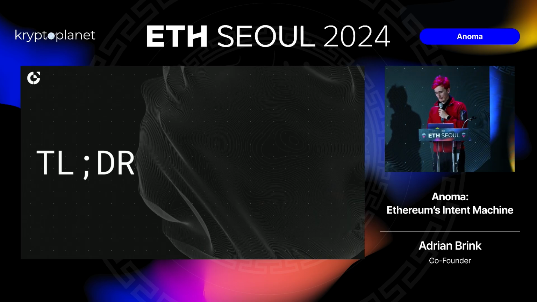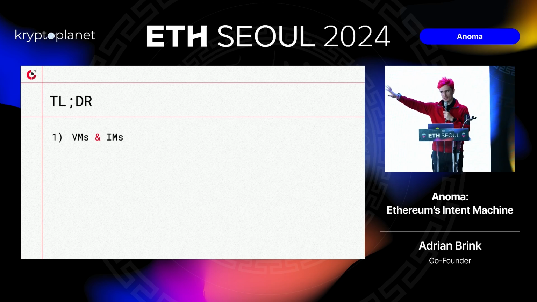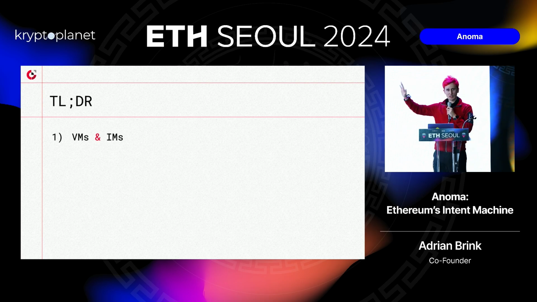All right. Okay, quick TLDR. VMs, virtual machines, and IMs, intent machines, are not an either-or, not versus. This is very important. One builds on top of the other. You cannot have an intent machine without an actual settlement virtual machine under the hood. This is very important to understand. This is just a new generation of architectures that we can build on top of the existing infrastructure. This is not there to replace existing infrastructure. If we do not have settlement layers, intent machines are very nice ideas that we can't settle anywhere.